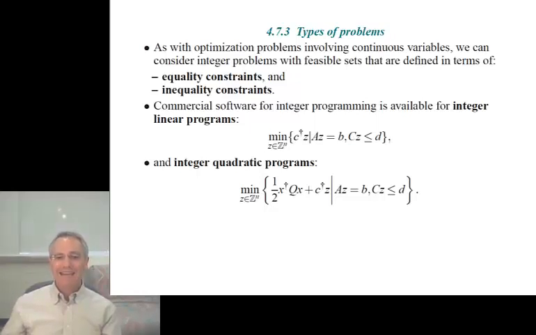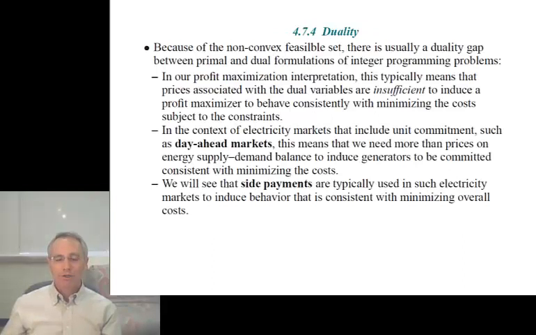There's also a limited amount of integer quadratic programming software available. But because of the non-convex feasible set, it's generally the case that there is a duality gap between the primal and dual formulations of integer programming problems. And consequently, that means that in our profit maximization interpretation, there will generally not be a way to find a price that induces a profit maximizer to behave consistently with minimizing costs subject to the constraints. We won't be able to simply use the maximizer of the dual as prices.